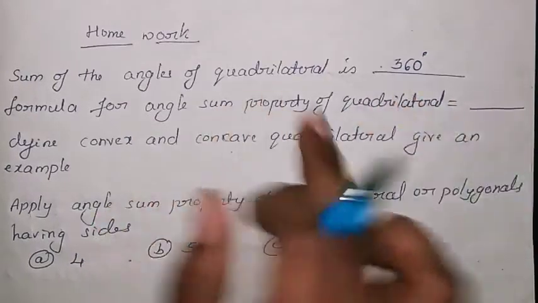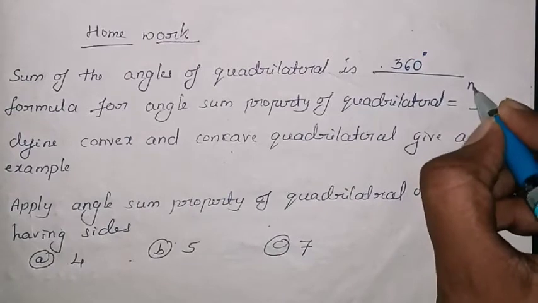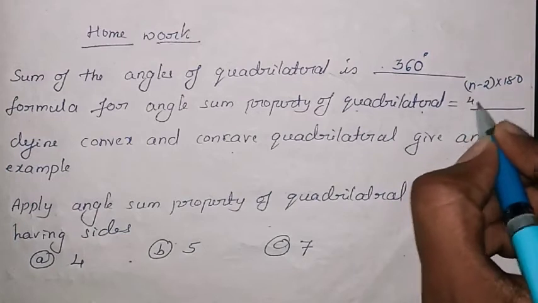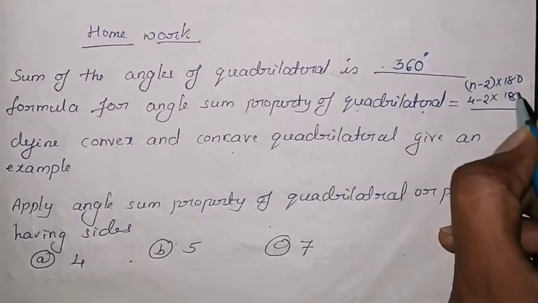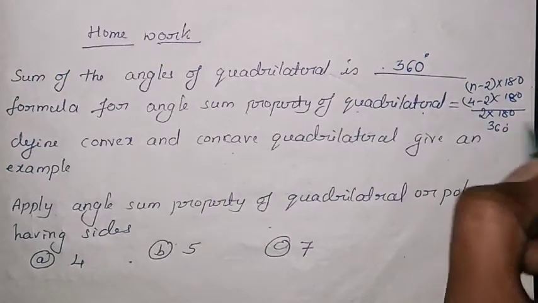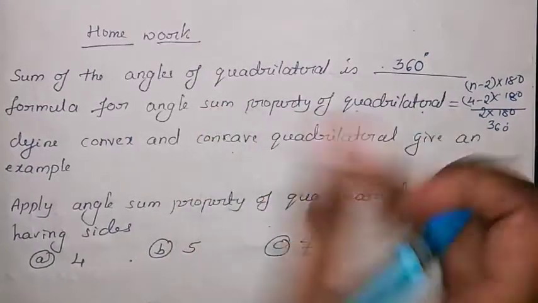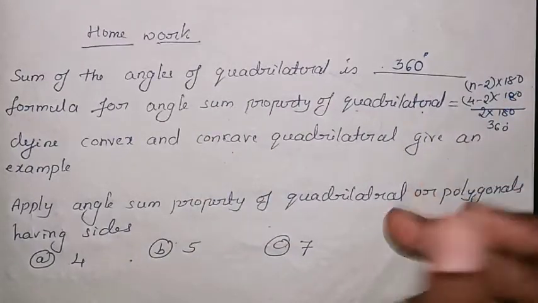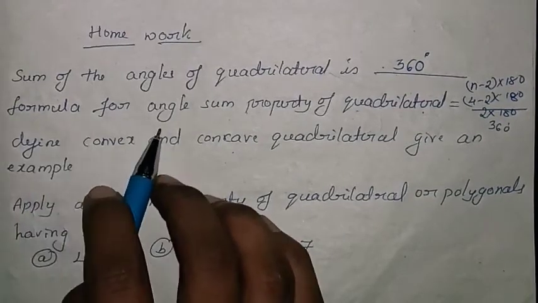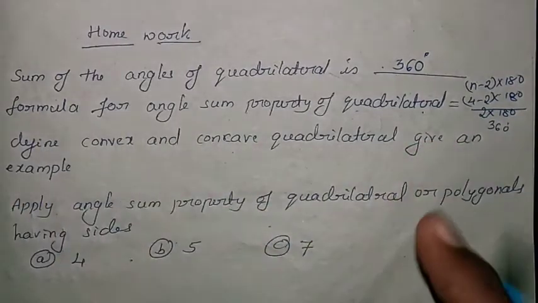So the general formula you have to write is (n minus 2) into 180, but here they have given a quadrilateral, so it is (4 minus 2) into 180. 4 minus 2 is 2, 2 into 180 is 360 degrees. So be careful with the problems: if it is a quadrilateral, pentagon or hexagon, and they have given the angle sum property of a polygon, then you have to use the general formula, that is (n minus 2) into 180.